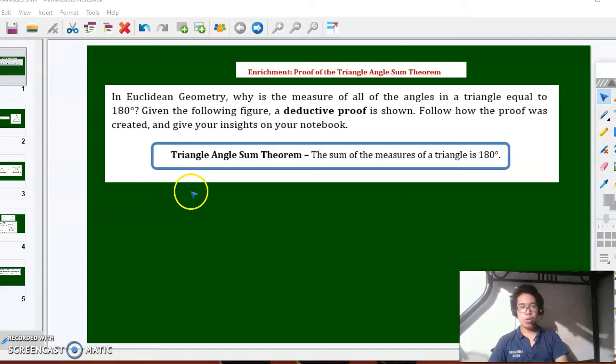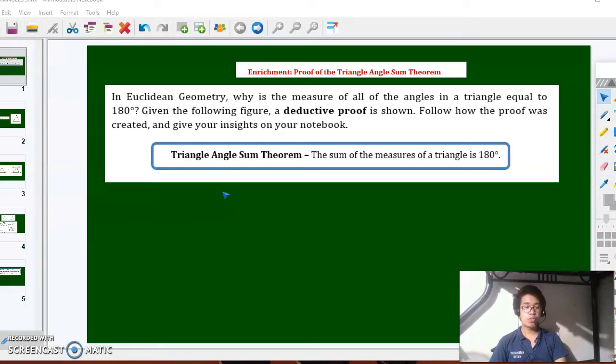So the first one that we want to prove here is the triangle angle sum theorem. The sum of the measures of the angles of any triangle is 180 degrees. Have you ever wondered why it is 180 degrees? Why not 360? Why not 540 degrees? Or why not any other number? Why does the sum of the measures of the angles of a triangle have to equal 180 degrees? We're going to discover that theorem today.